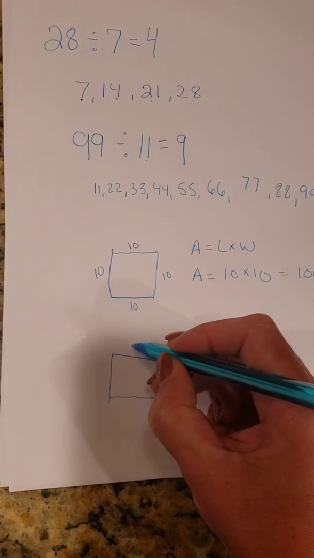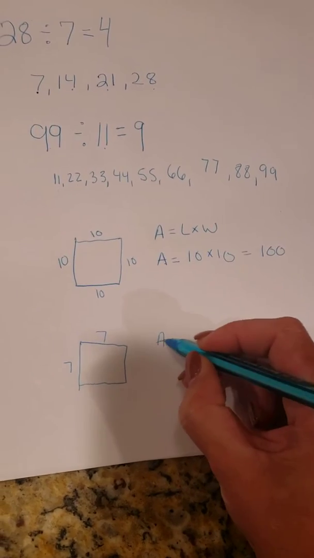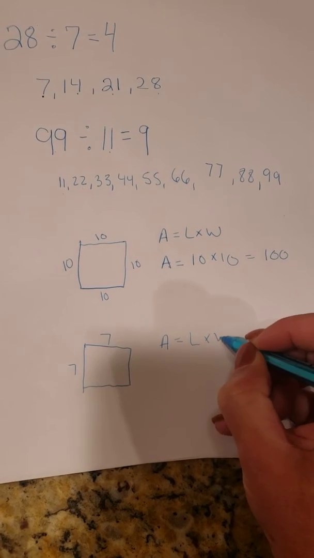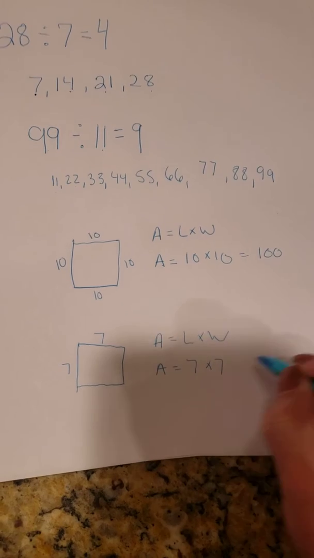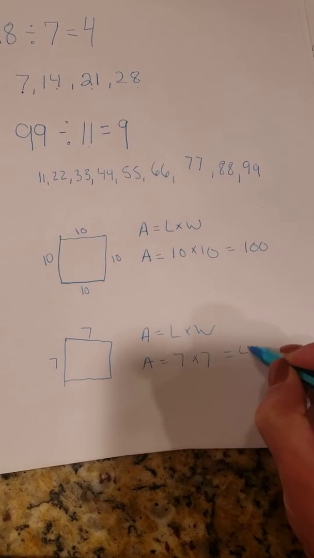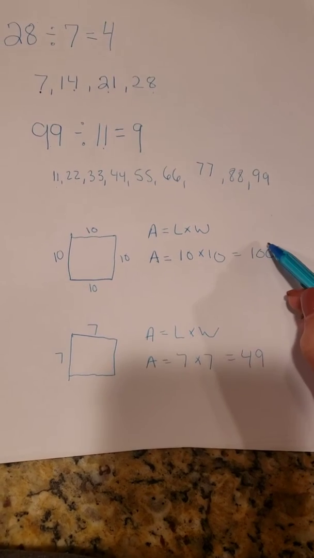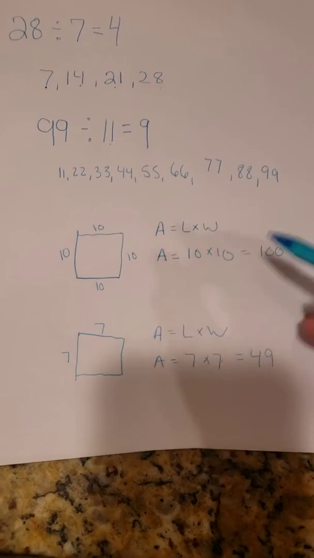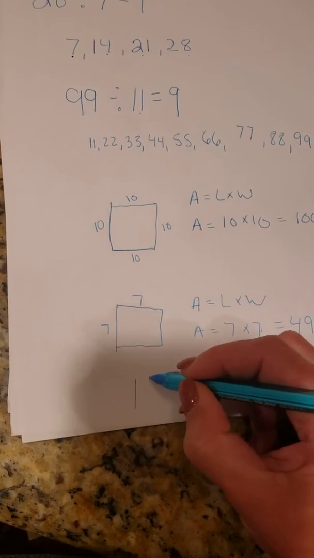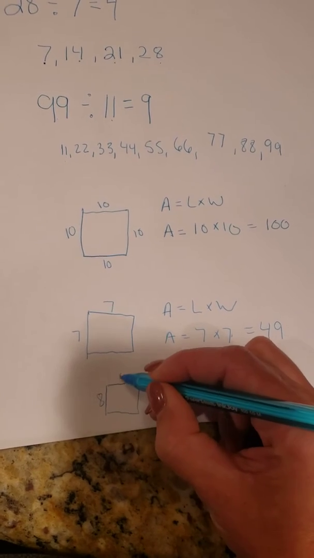Let's try 7. So if area is length times width, and I have a 7 times a 7, that's going to get me to 49. Well, this went too low, and that was too high. So good news, it has to be between 7 and 10. So we'll go up 1 from 7 and try 8.